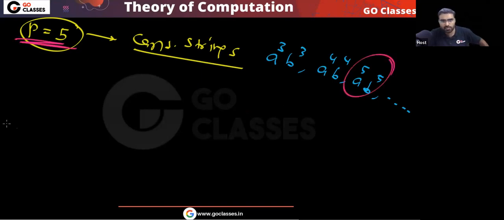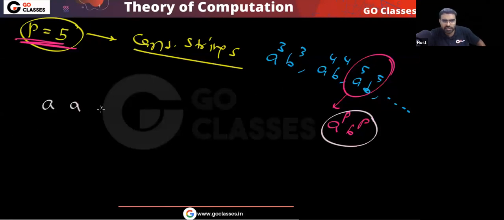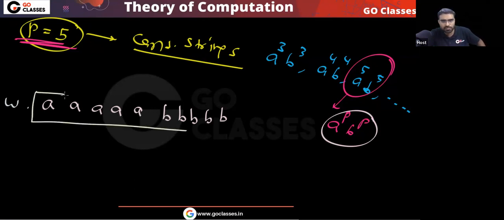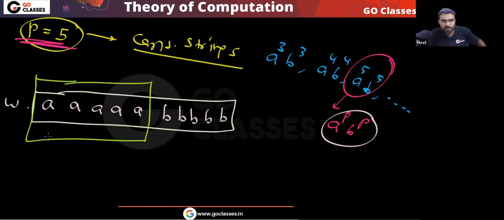Okay, this time just take this, because p equal to 5. So this is a power p, b power p. Did you notice? If you take p equal to 5, this is just a power p, b power p. Now you tell me, this is your w that I am taking. In which area will you find y? This is your w. In this area you are going to find y.